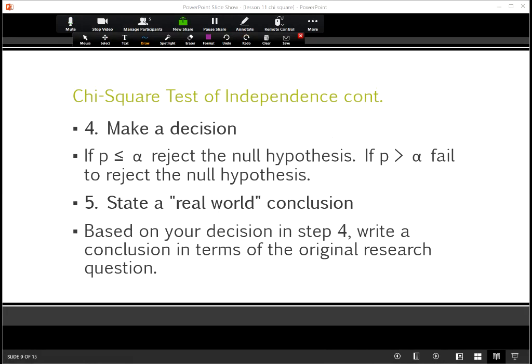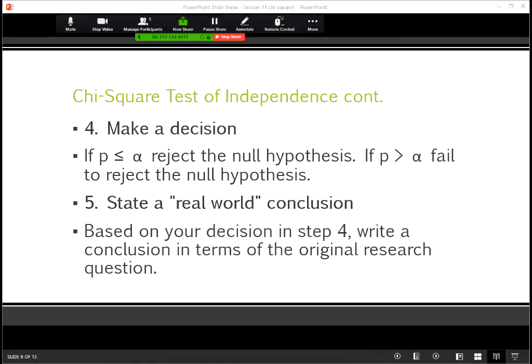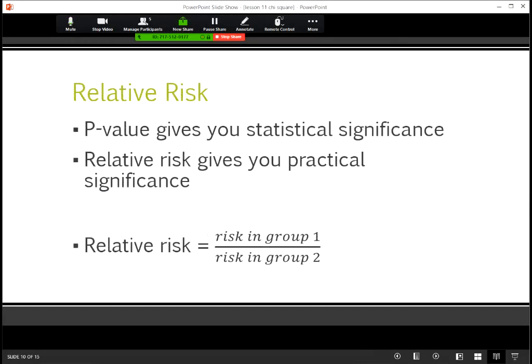But so yeah, and then based on your decision, you go ahead and write the real working conclusion for your step 5 here. So nothing too complicated there. That's what we've been doing for basically the entire time we've been talking about hypothesis testing.